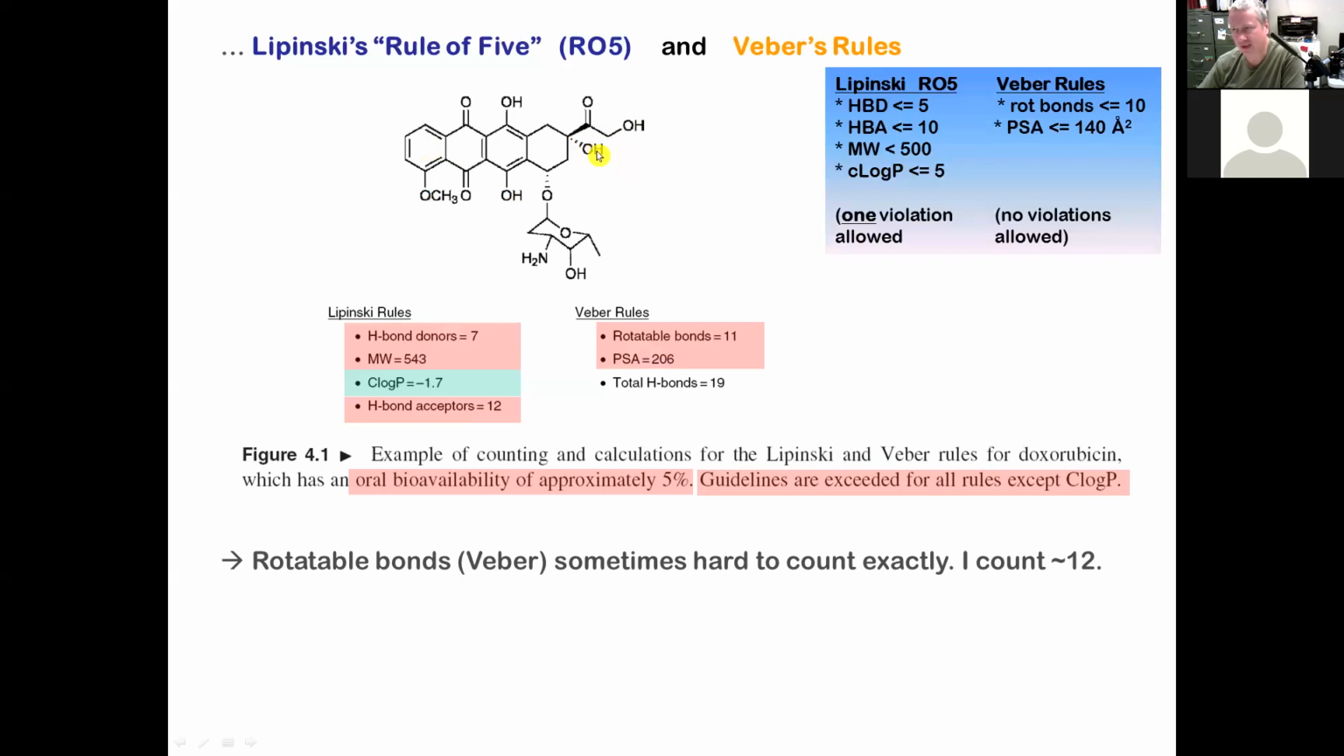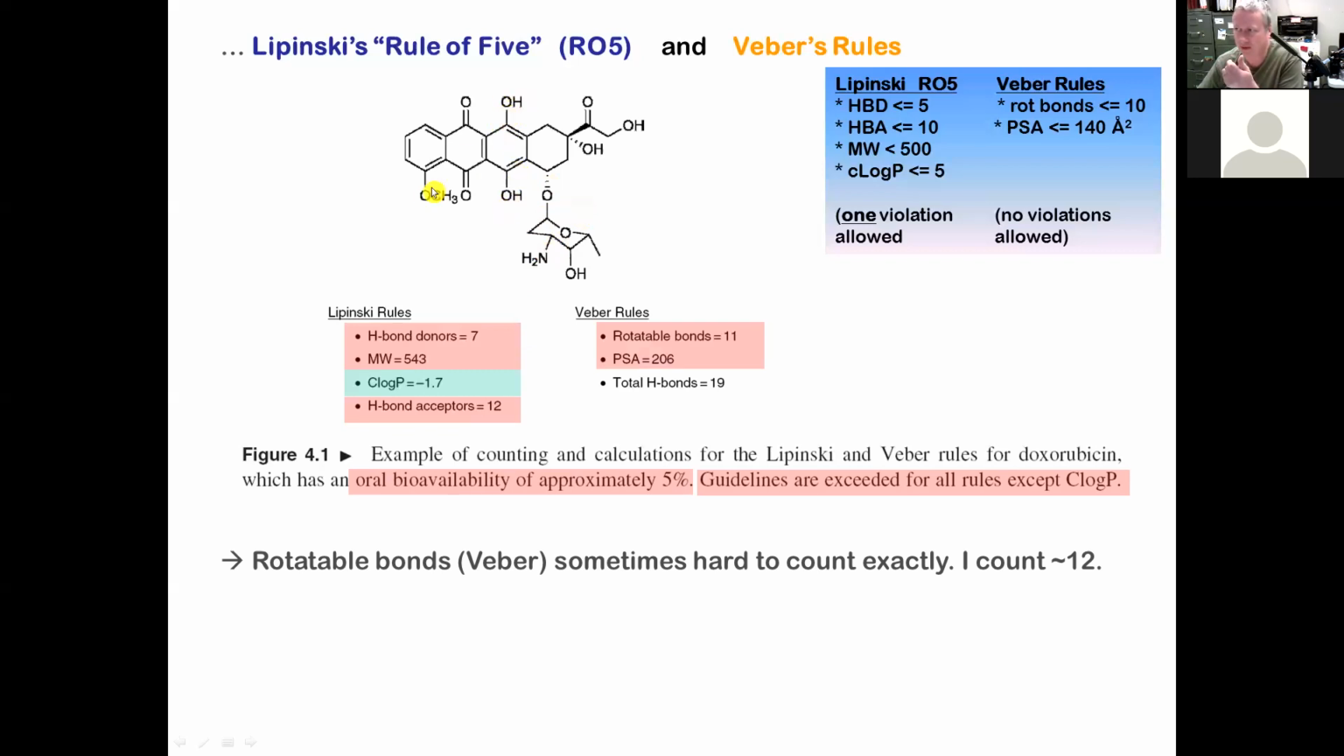9 because the OH can rotate around, 10. That bond's rotatable. 11. I think I said 12. I'm actually seeing about 14 now. I think that's rotatable, and that's rotatable. So I don't know. It's a little hard, and I had to actually look up a good definition of this. Let me try this again.